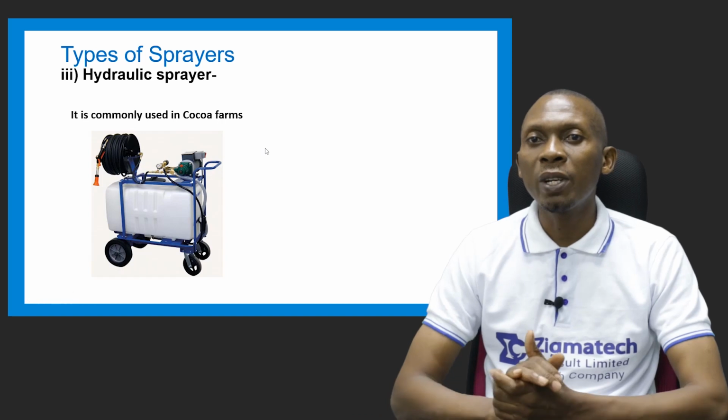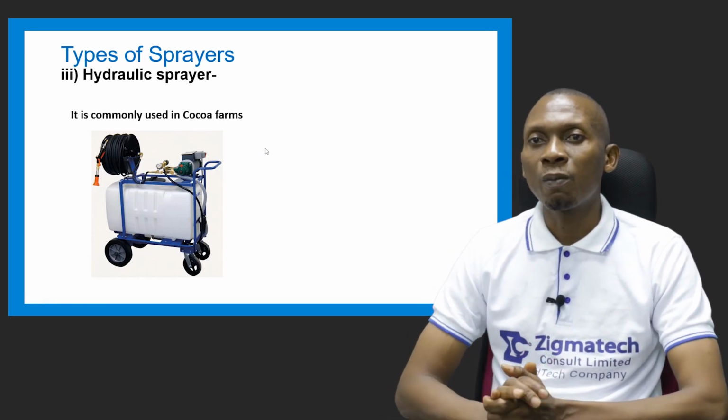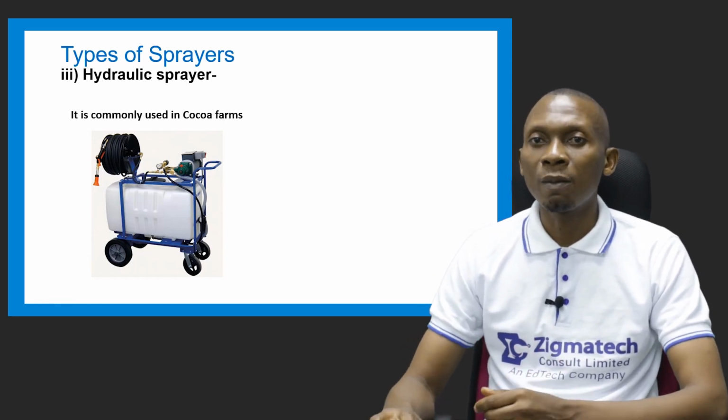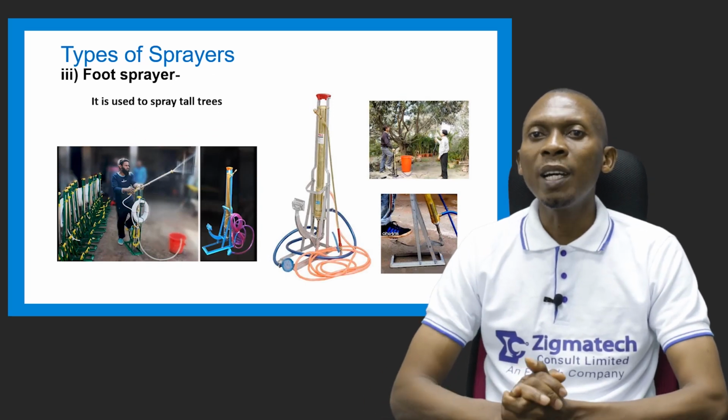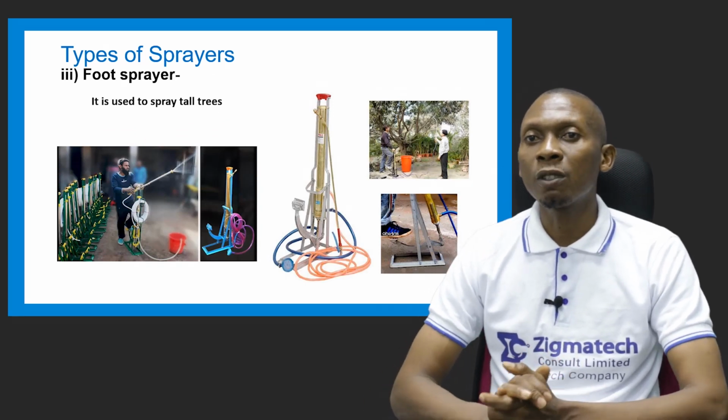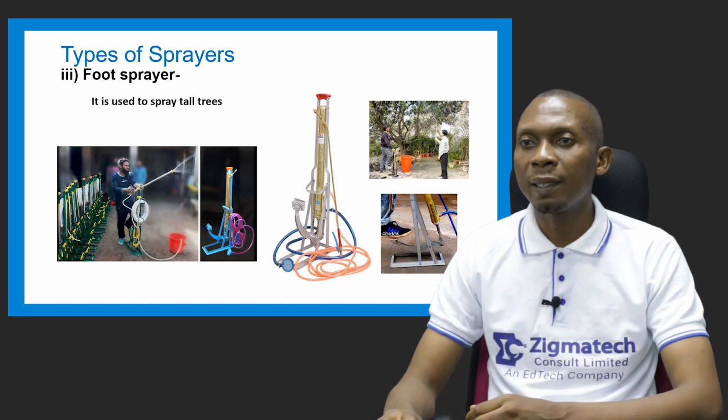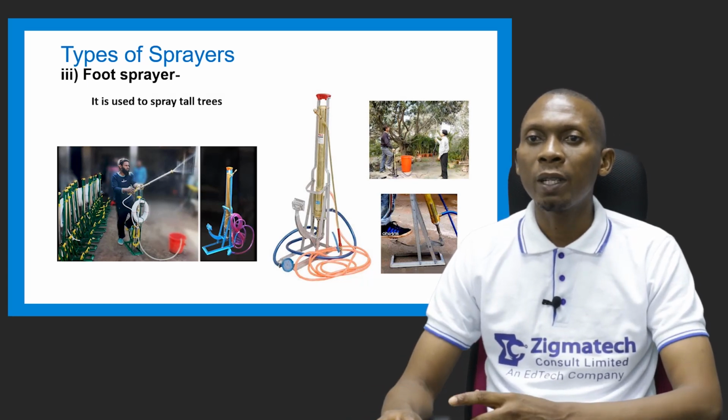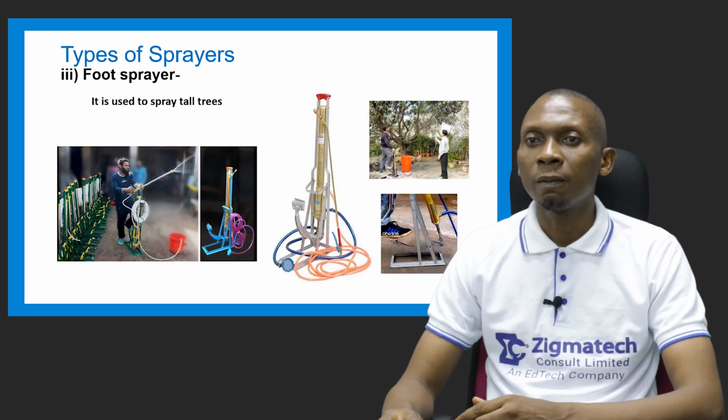We have hydraulic sprayers. Now this is how a hydraulic sprayer looks like. It's used in cocoa farms especially. We also have foot sprayers. Now this can be used to spray tall trees. So from the picture you can see how the foot sprayer looks like and how it's used.